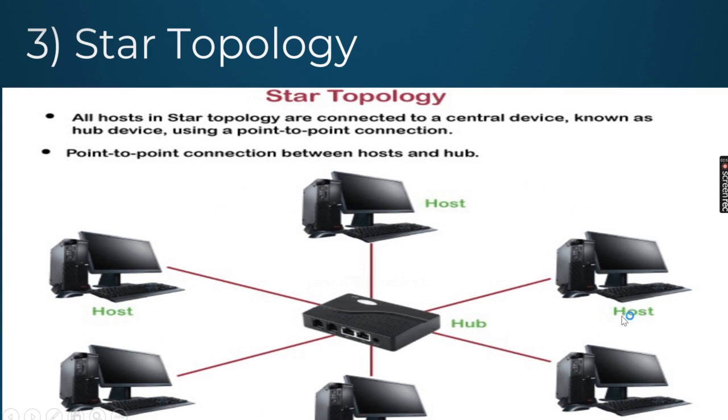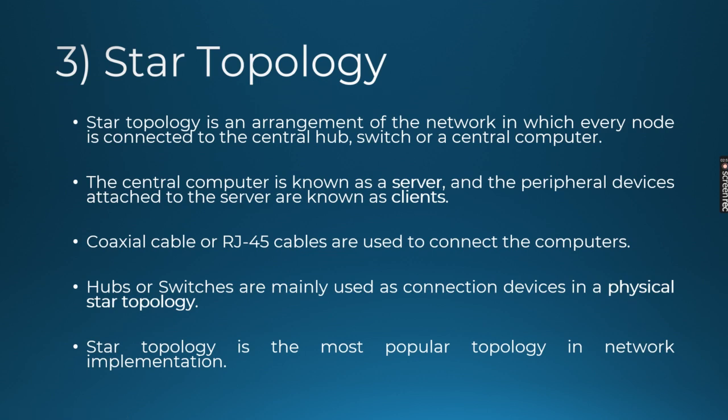It is a form of star. Star topology is an arrangement of the network in which every node is connected to a central hub, switch, or a central computer. The central computer is also known as a server, and the peripheral devices attached to the server are called clients. Coaxial cable or RJ45 cables are used to connect the computers.